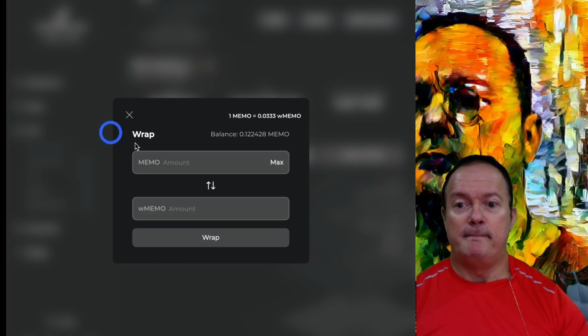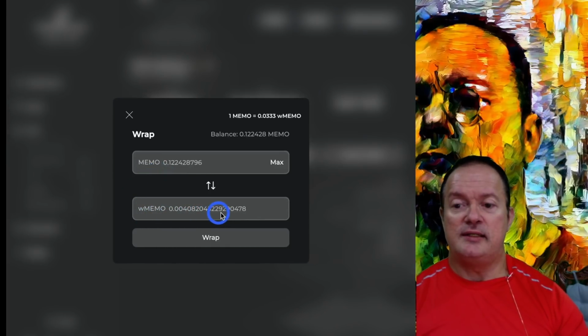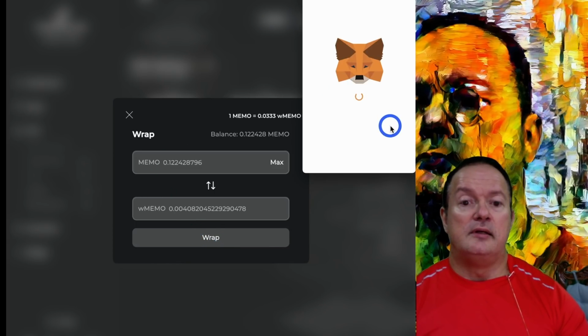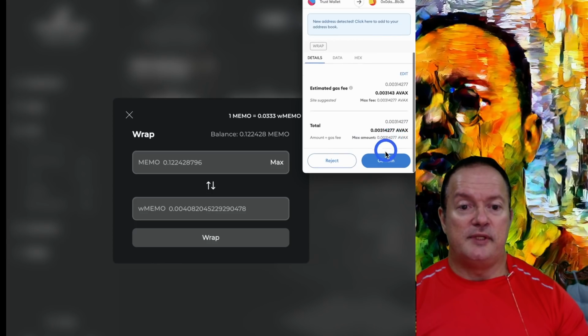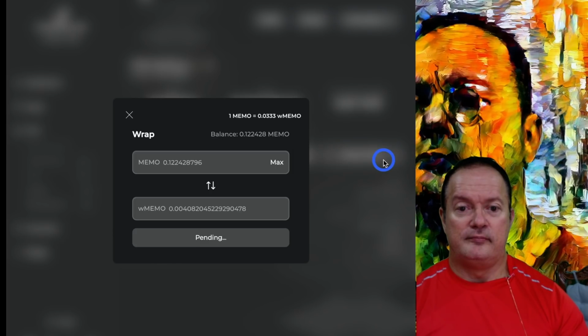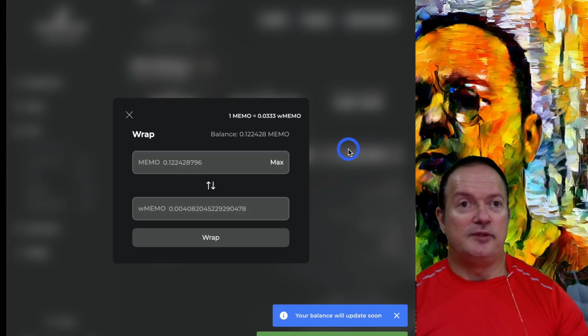So we're wrapping. So we max it. We're going to get a tiny 0.004 something wrap memo. So click that. And confirm in MetaMask again. You know what we need? We need a protocol where you can do all this in one button.